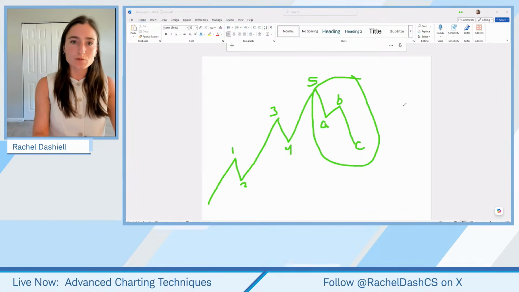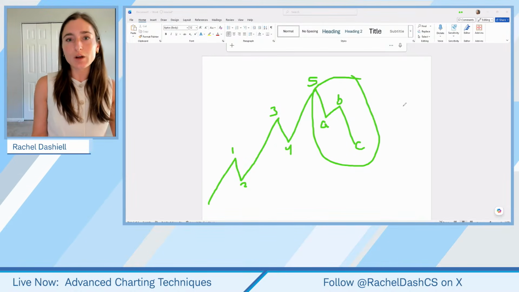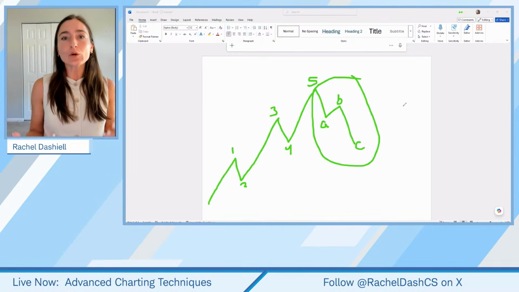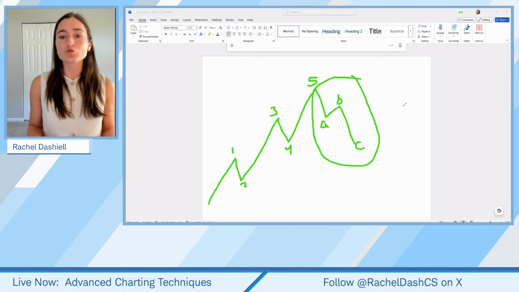just on corrective waves. We talked about motive waves. Now we're focused on corrective waves. Next week, we will actually talk about how to trade these waves. So we're just setting the groundwork for you guys with Elliott Wave Theory. And then next week, we'll talk about how to trade these.